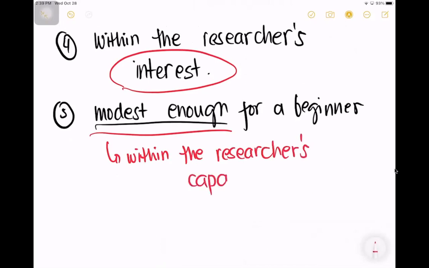And when I say capacity, I'm not only talking about intellectual capacity, but capacity in terms of access to facilities, access to amenities, to experts and to sources or the like. So that's what we mean when we say modest enough. However, it's not like I'm telling you to limit yourself to that certain topic.